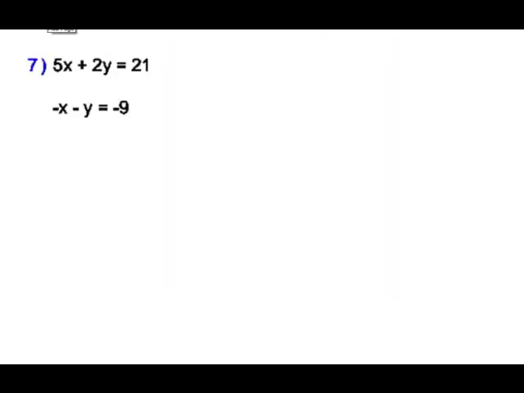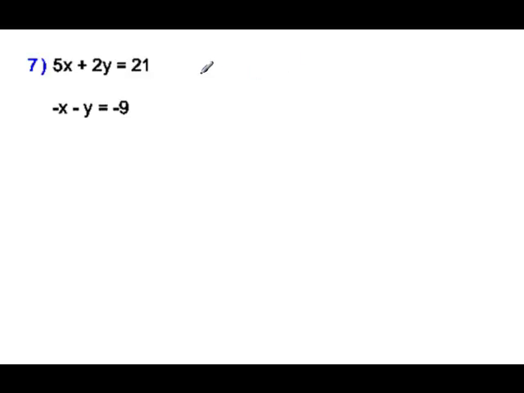Okay, number 7. Well, if I look at those two equations, I notice that they aren't in slope-intercept form, so I don't really want to graph. I also notice that neither of those equations has only one variable. So that means I can't use the substitution method. I actually can't use that. So I'm left with the elimination method.